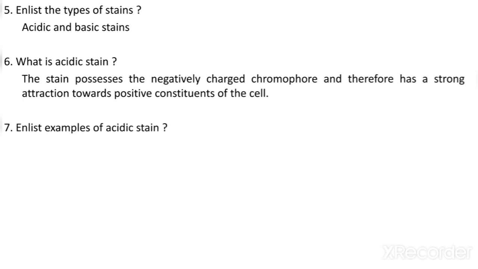Next question, what are the examples of acidic stains? Nigrosin, Congo red, picric acid, rose Bengal. These are the basic examples of acidic stains. They contain a negative charge on their chromophore and they attract the positively charged constituents of the cell.